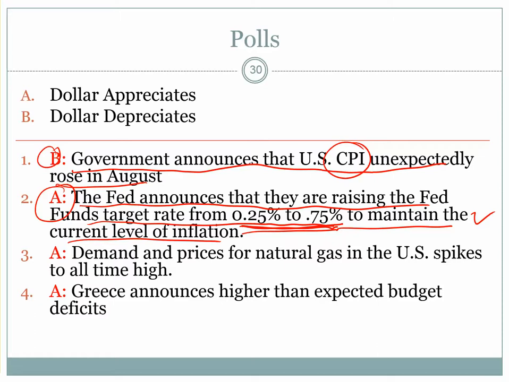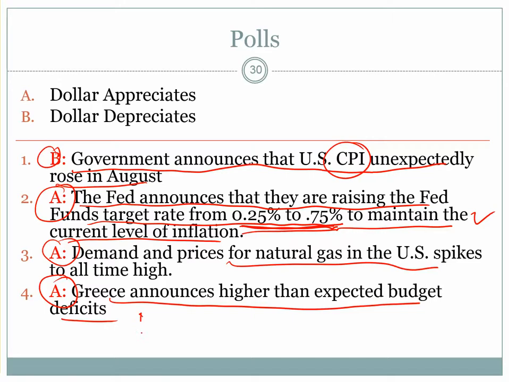What if the demand and price for natural gas in the U.S. spikes? That's going to cause an appreciation of the dollar as foreigners need dollars to buy our natural gas. Lastly, Greece announces higher than expected budget deficits. That's going to tend to appreciate the dollar. The primary effect is to depreciate the euro as the world decides that euros are riskier. However, that money's got to flow into some currency. The other main currency is the dollar.